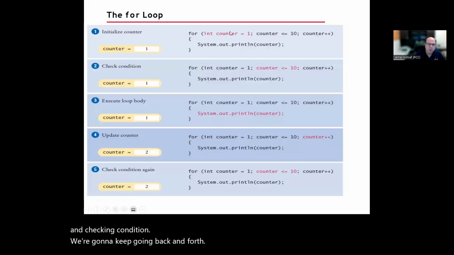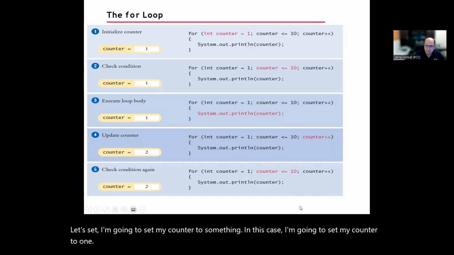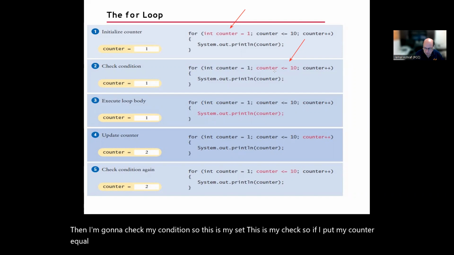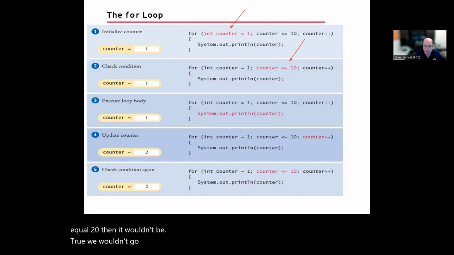All right, so the set, I'm going to set my counter to something. In this case, I'm going to set my counter to 1. Then I'm going to check my condition. So this is my set, this is my check. So if I put my counter equal 20, then it wouldn't be true. It wouldn't go through the for loop. So that counter is going to check it to be sure it's correct.